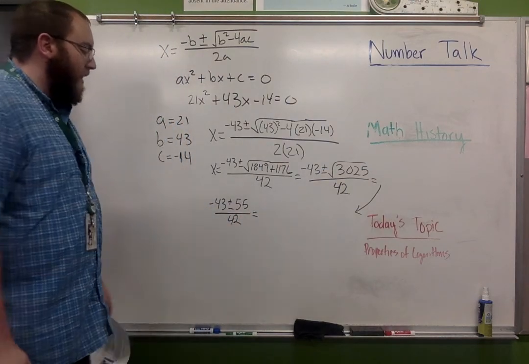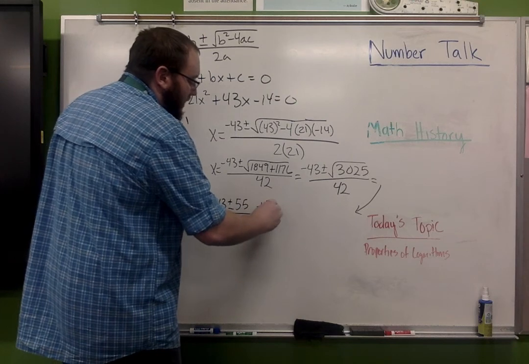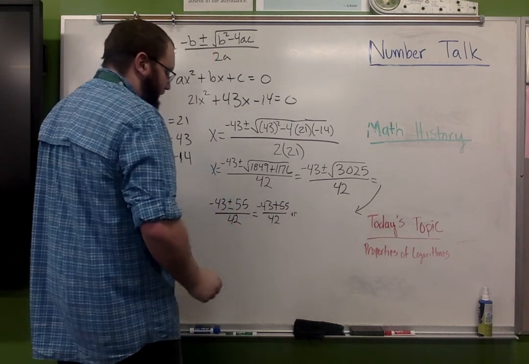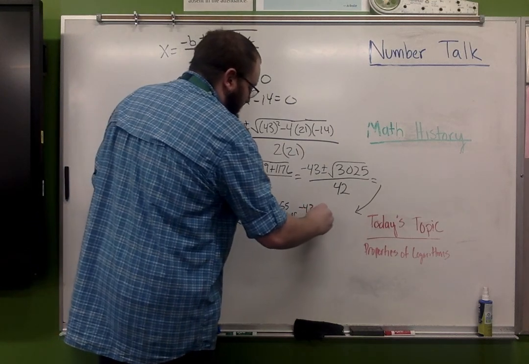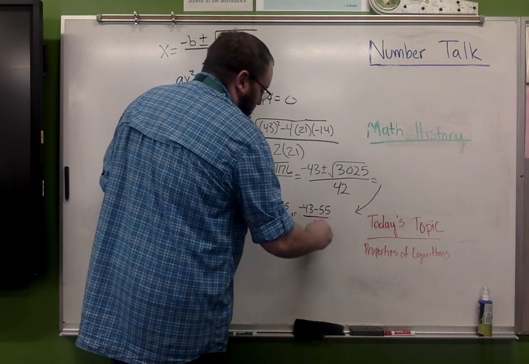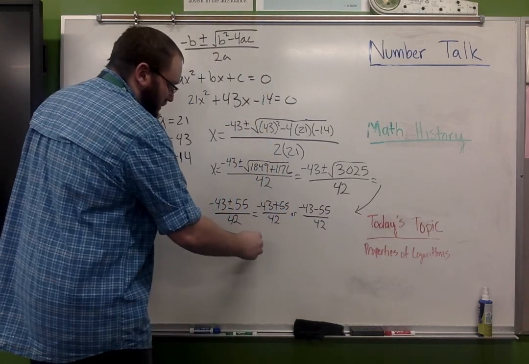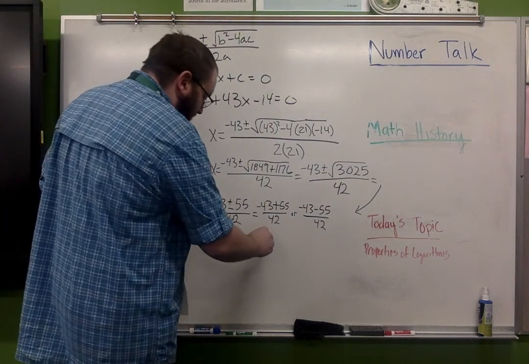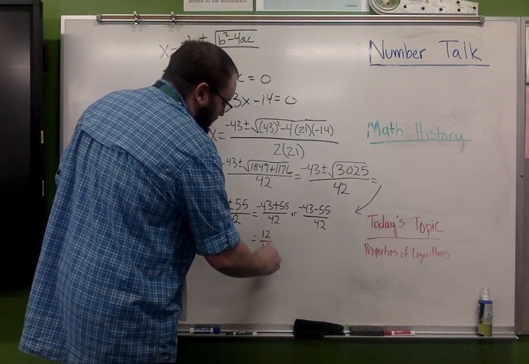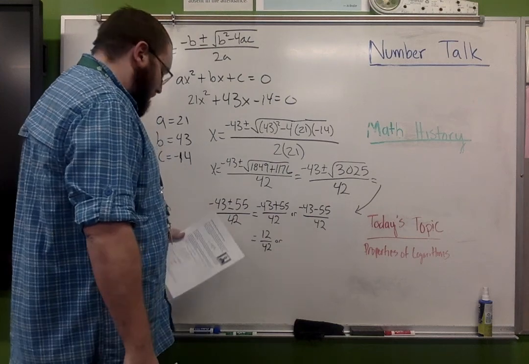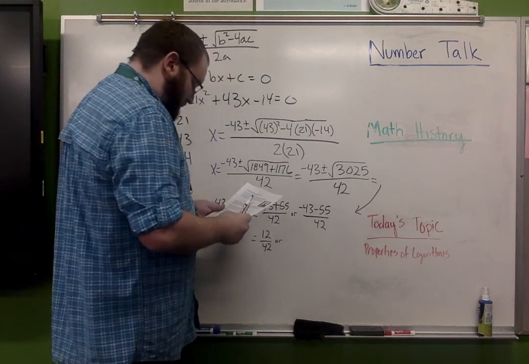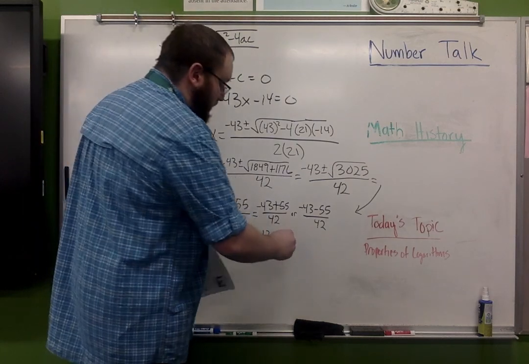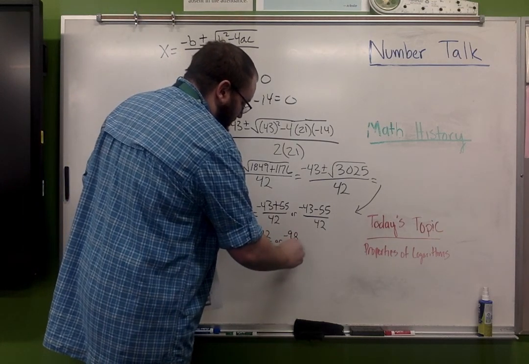Okay, now we have our plus or minus. So we have negative 43 plus 55 over 42, or negative 43 minus 55 over 42. Well, negative 43 plus 55 is 12 over 42, or negative 43 minus 55, that should be negative 98, not positive 98 on your paper. So negative 98 over 42.